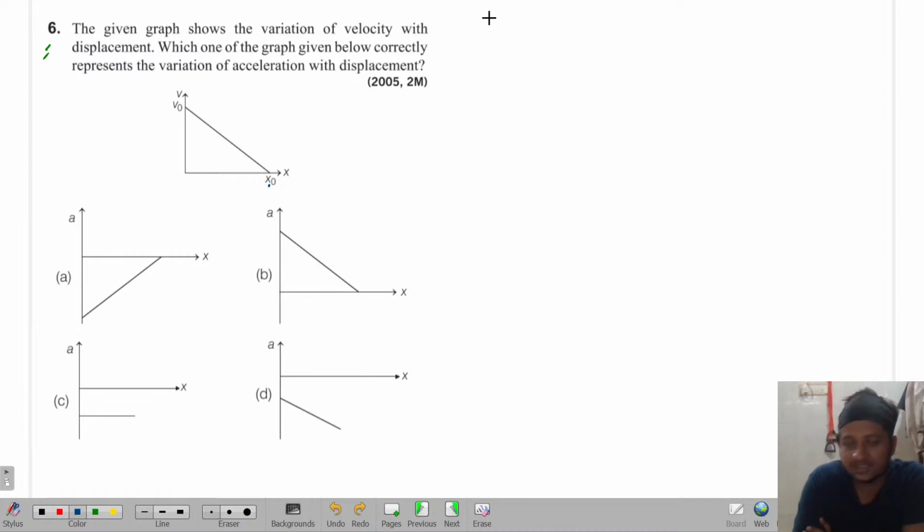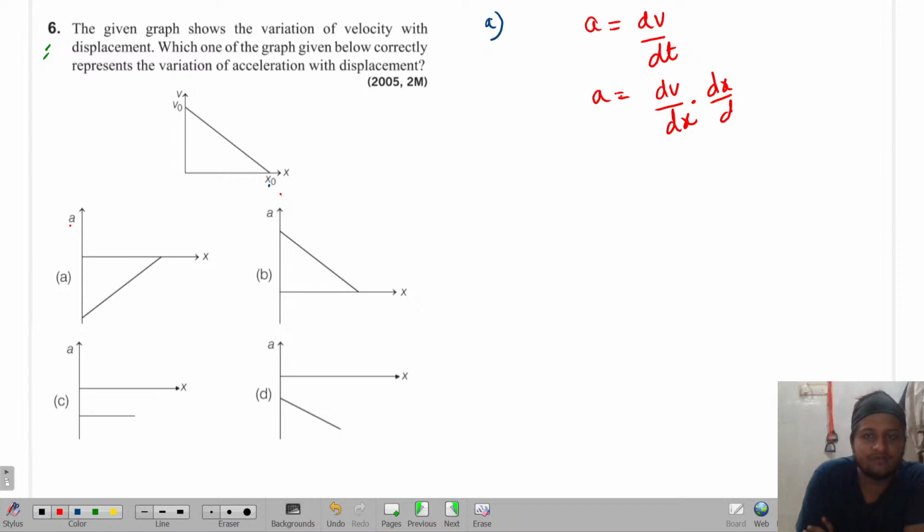Let us see how it is correct. So try to see this. The acceleration-time graph means the velocity-position graph is like this way or not. The slope is downward. So first, you know that acceleration is equal to dv by dt. But I can write this as acceleration equal to dv with respect to dx into dx by dt.